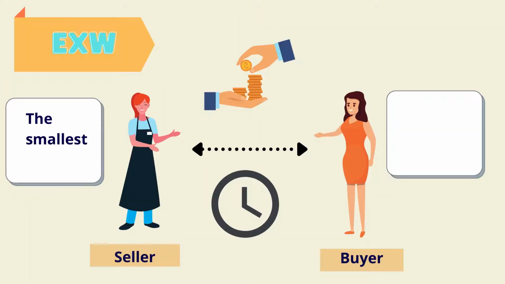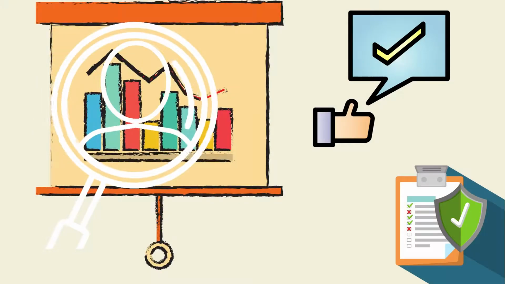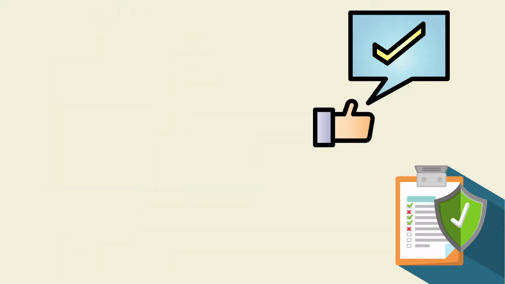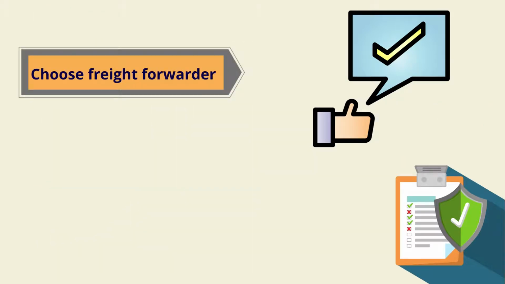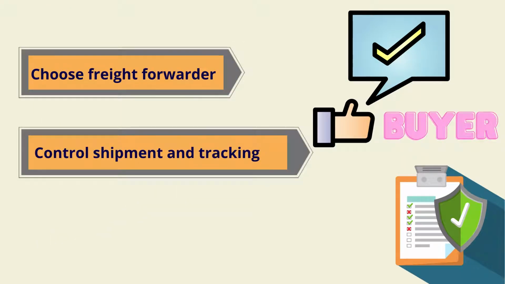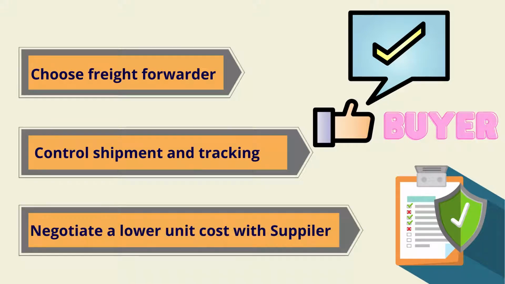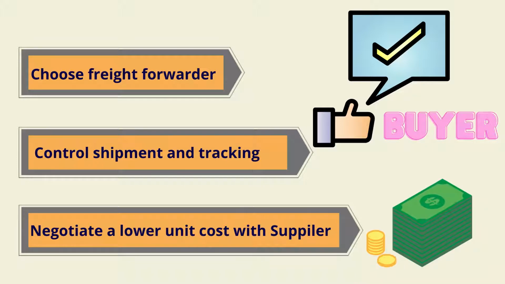It is safe to say that the EXW term has the smallest risk for the seller and the biggest risk for the buyer. To name some EXW pros: as the buyer, you are able to choose your own freight forwarder, have more visibility, control of shipment tracing, and room to negotiate a lower unit cost with the supplier due to more risks and costs.